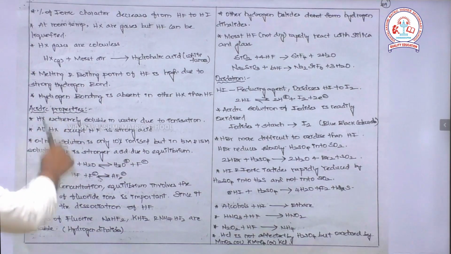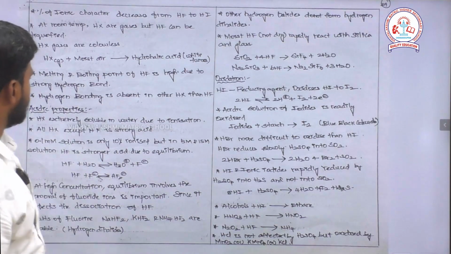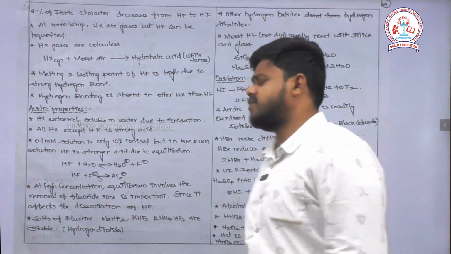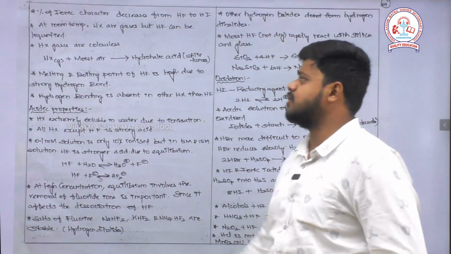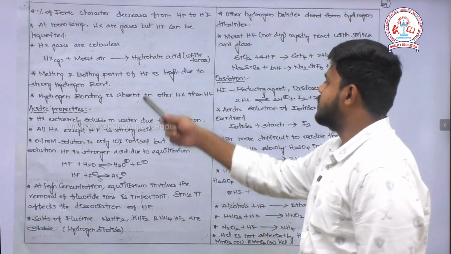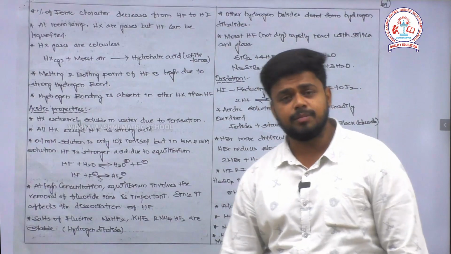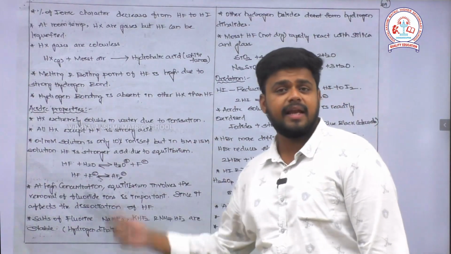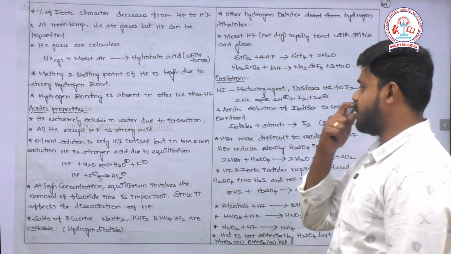Okay, the melting point and the boiling point of hydrogen fluoride are higher because of the formation of strong hydrogen bonds. This we have seen already. Because it forms strong hydrogen bonding, it shows high melting and boiling points. This kind of hydrogen bonding is not present in the other hydrogen halides other than HF. The next one, acidic properties.